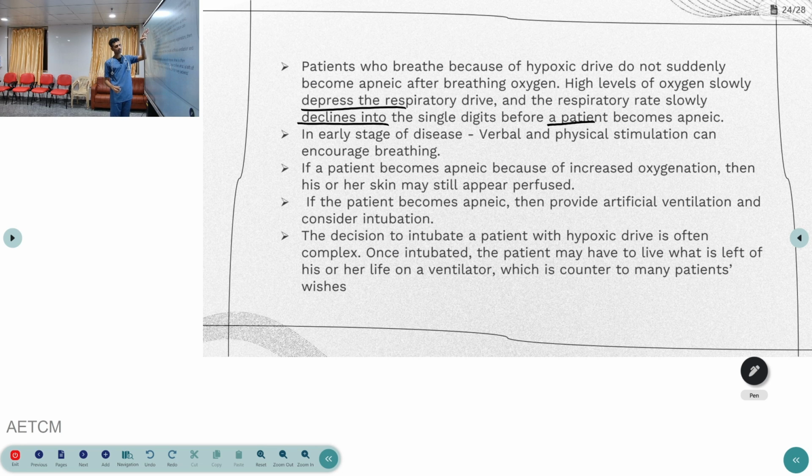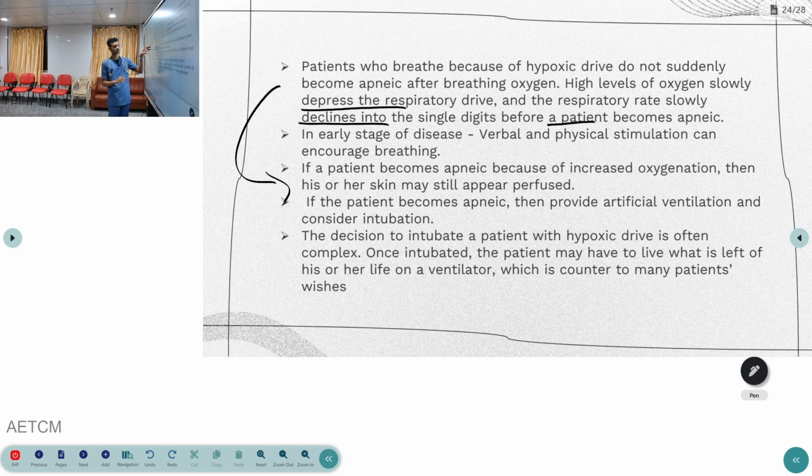So if you are administering oxygen to hypoxic drive cases and you notice the person's respiratory drive decreasing, or the rate slowly decreasing, there you have to think, and then stop or reduce the high concentration of oxygen. That is the most important thing. The other important thing: if the person becomes apneic because of increased oxygenation, then his or her skin may still appear perfused, that is, it will appear pink in color.